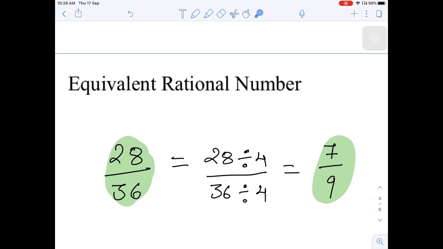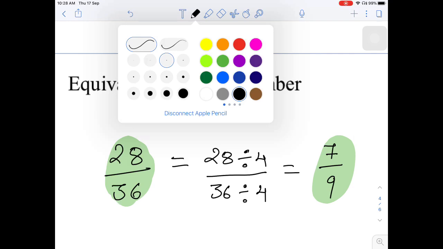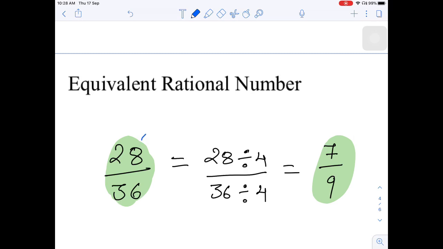If we divide the numerator and denominator by the same number, we are getting an answer 7 upon 9. Now this 7 upon 9 and this 28 upon 36, these both numbers will be considered as equivalent rational numbers. These both will be what? Equivalent. Why? Because they are divided by the same number.